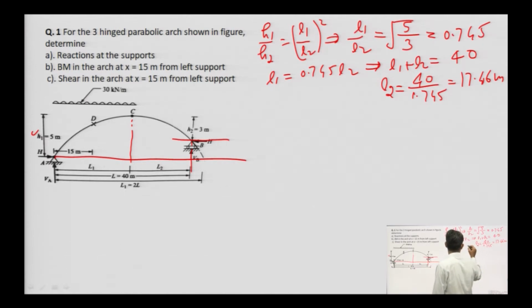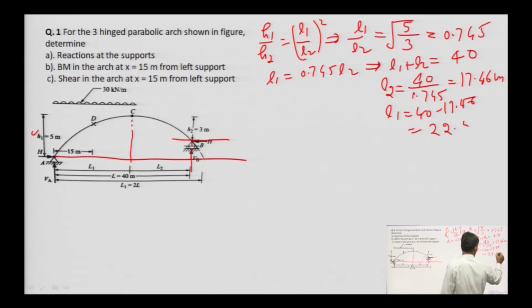Similarly, the value of L1 is 40 minus 17.46, so we have 22.54 meters. So, the values of L1 and L2 have been calculated. L1 is 22.54 and L2 is 17.46, that we have calculated. So, this is the first step.